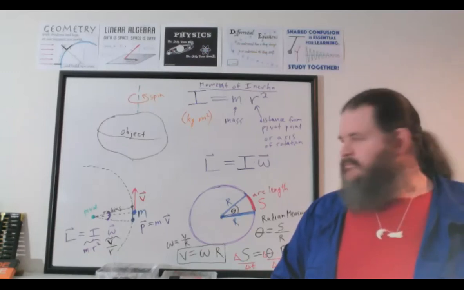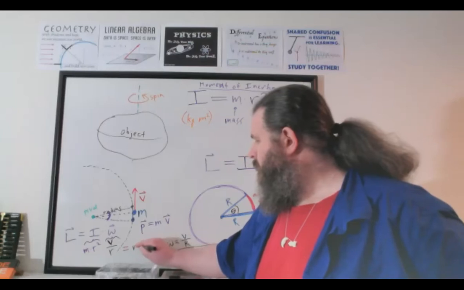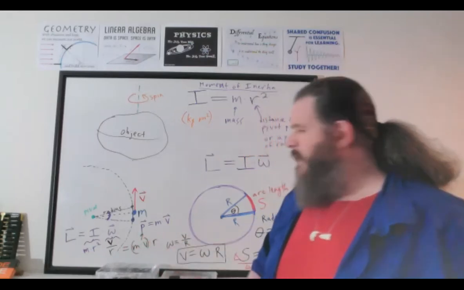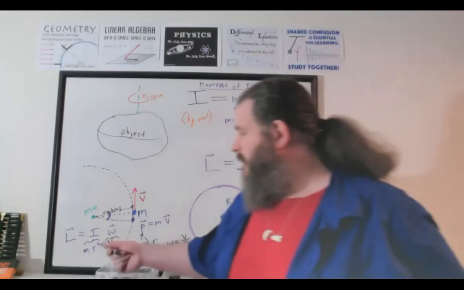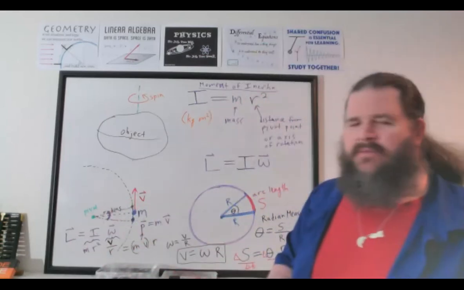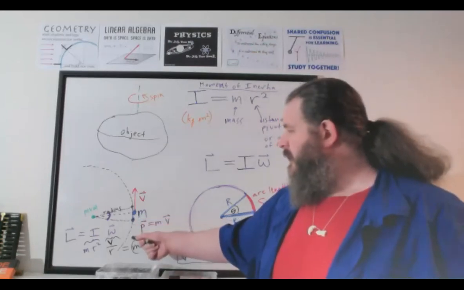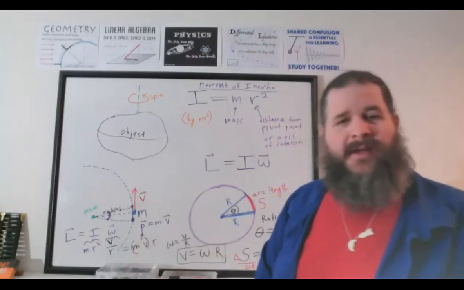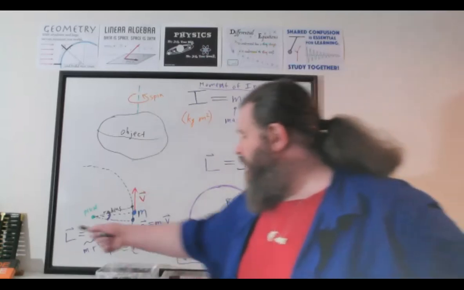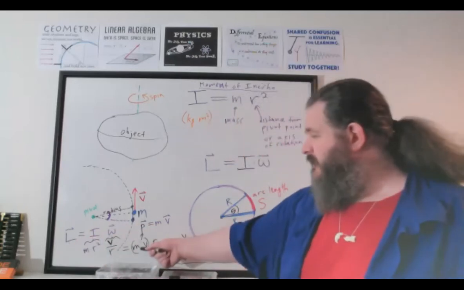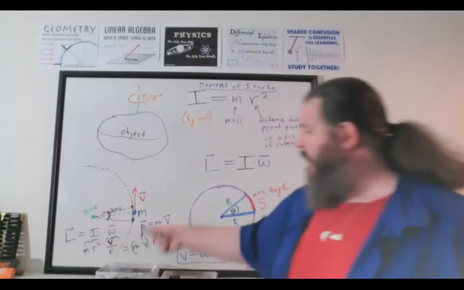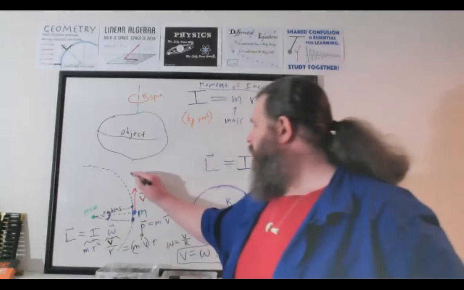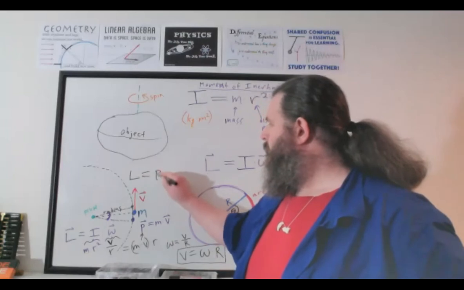We would get MV times R, and MV is just momentum. Exactly, momentum times R. So that means that in general, you can make that conversion. Or not always in general, but if you've got an object that's moving along a circular path or along a line tangent to that circular path, the angular momentum is the translational momentum times the radius. That is how far it is from the pivot point.